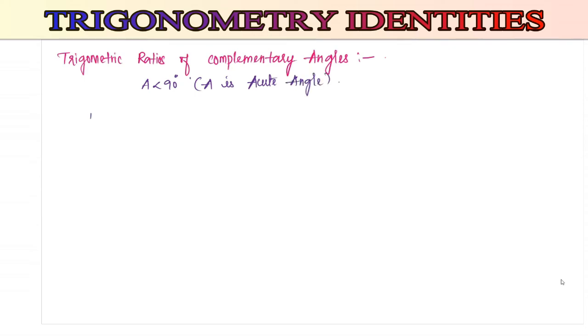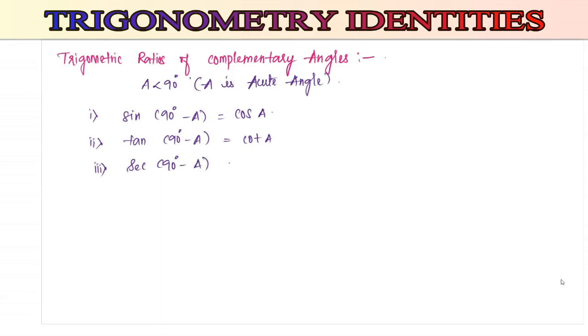Now the first one, sine of 90 minus A is equal to cos A. The second one, tan of 90 minus A is equal to cot A. The third one, secant of 90 minus A is equal to cosecant A.